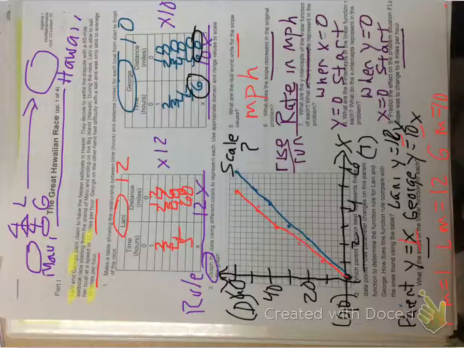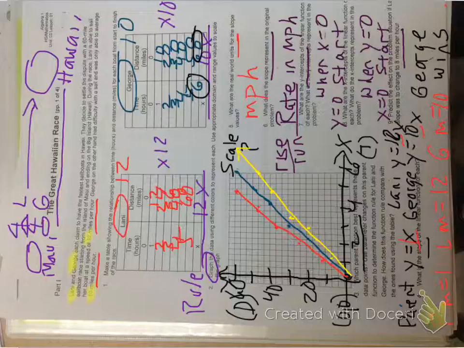Now the last question says, predict the effect if we change the speed. Notice that if we go 8 miles per hour, we're going to plot that as a yellow line, and it's going to give us that George would now win, and it would take Lanny longer if she went 8 miles per hour.